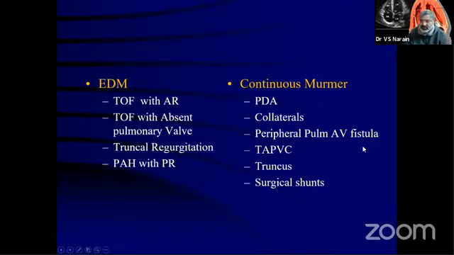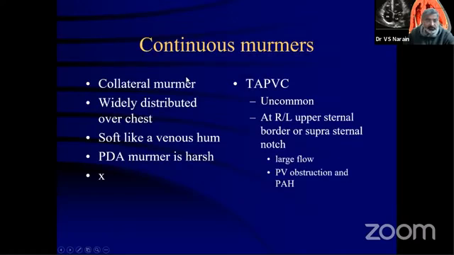Now, what is important is that in a lot of situations, cyanotic heart disease can have a continuous murmur. The most important being collaterals, and PDA is the biggest collateral. So PDA, other collaterals, peripheral pulmonary arterial fistula, total anomalous pulmonary venous connection, truncus very rarely, and surgical shunt. So all these causes should be known to you.